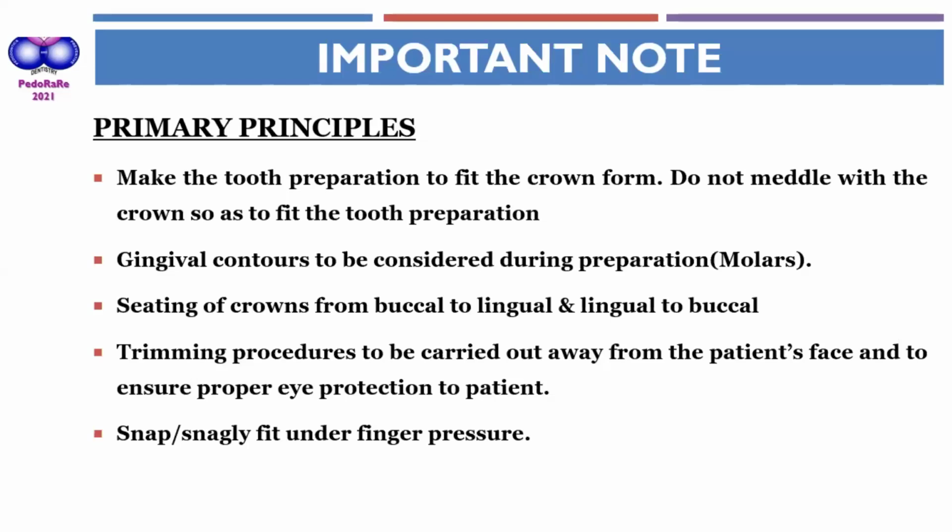Trimming procedure should be carried out away from the patient's face, because the stainless steel fragments keep falling. So make sure that the patient is wearing protective eyewear so that nothing flies into the eyes when you're doing it. It is very important because the fragments keep flying away. Also, the crown should have a snap or a snug fit under finger pressure. So these are things you have to follow when you are doing a stainless steel crown on a patient.